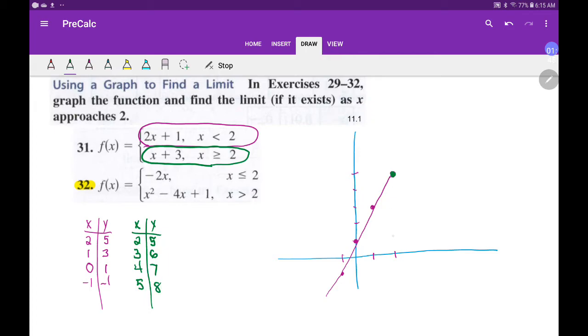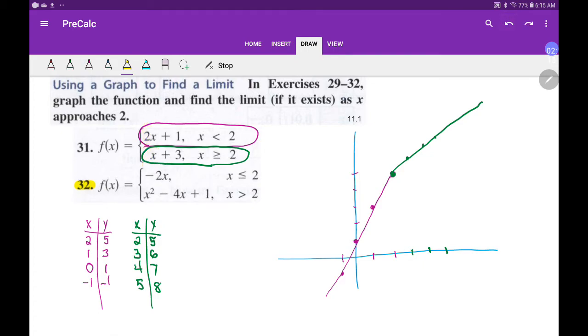So let's see. 3 is 6. And 4 is 7. And 5 is 8. My graph is not quite as steep as it was before. As you can see, it has a slope of 1 as opposed to 2.